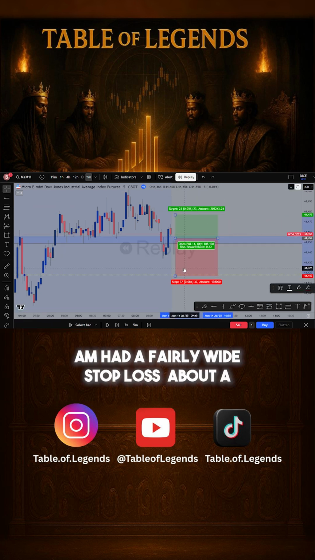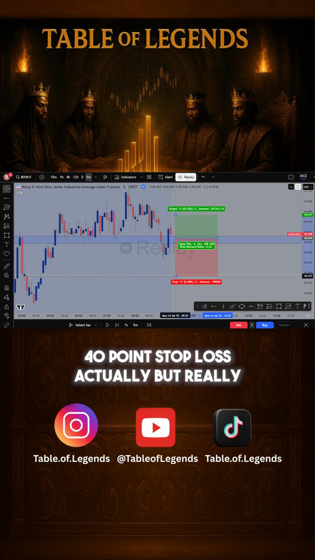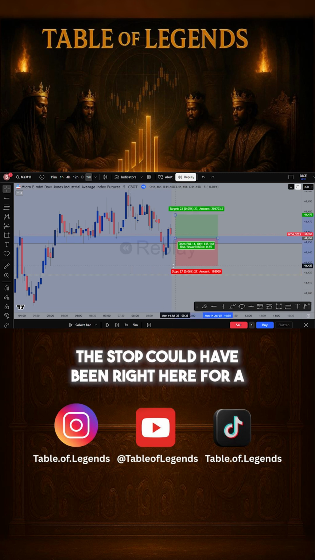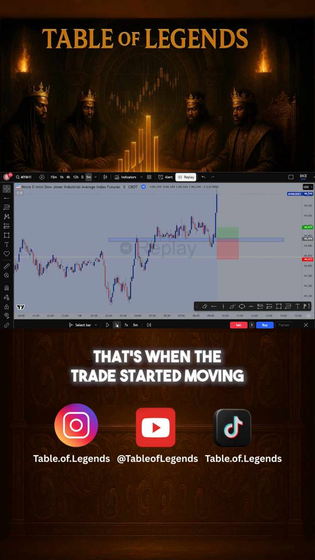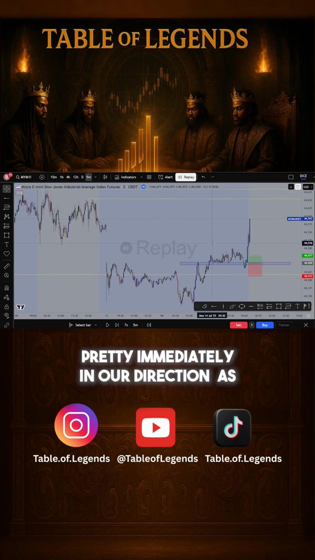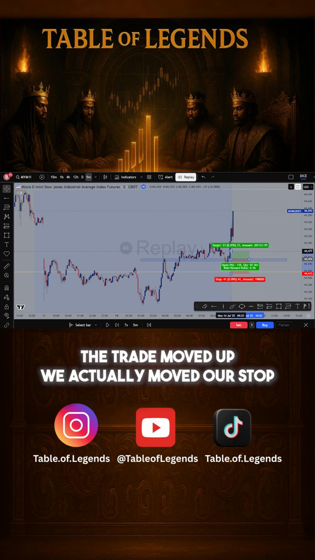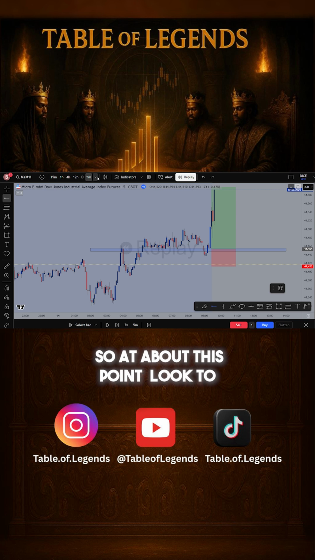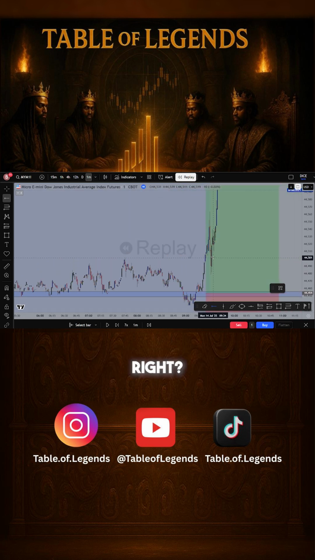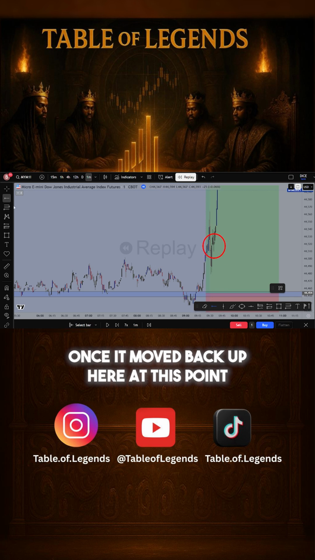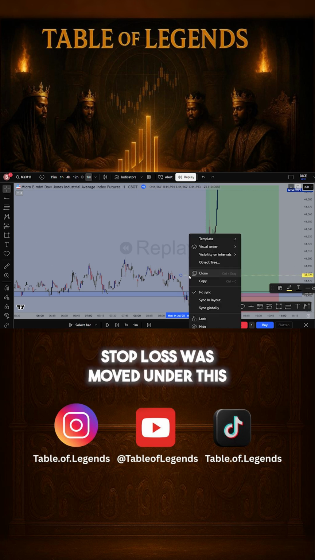Had a fairly wide stop loss, about a 40-point stop loss actually, but really the stop could have been right here for a better risk to reward. But nonetheless, that's when the trade started moving pretty immediately in our direction. As the trade moved up, we actually moved our stop. So at about this point, look to the lower time frame, was patient, right? Once it moved back up here at this point, stop loss was moved under this low, right?